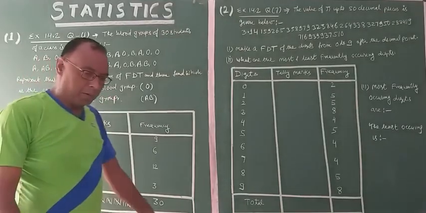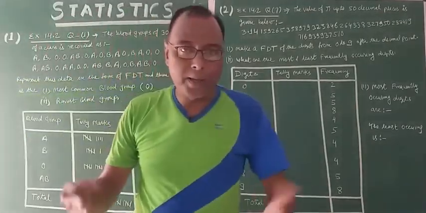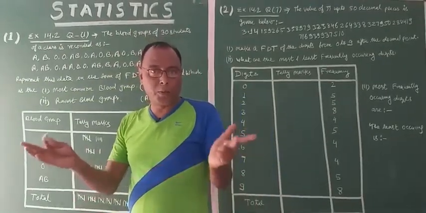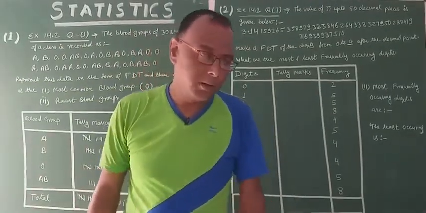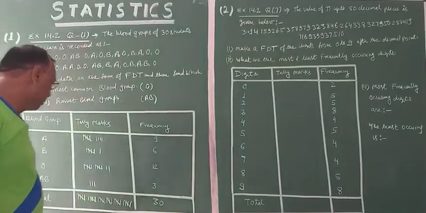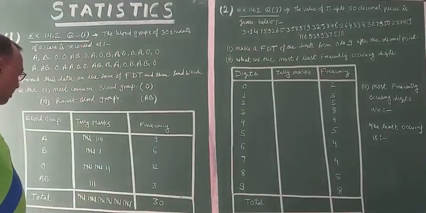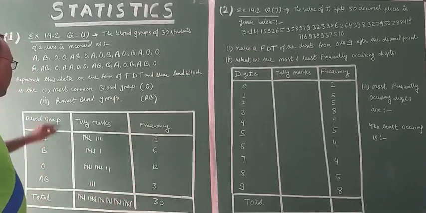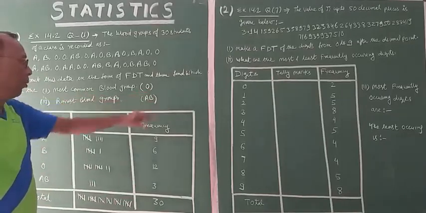Most common blood group, which is found the most, that is, which will be found in the most people, that will be called most common. So just look at the blood group whose frequency is maximum, that is O. Therefore the most common blood group is O.